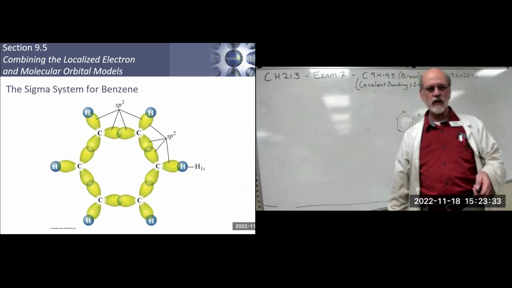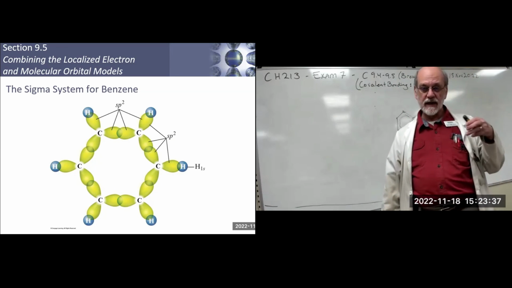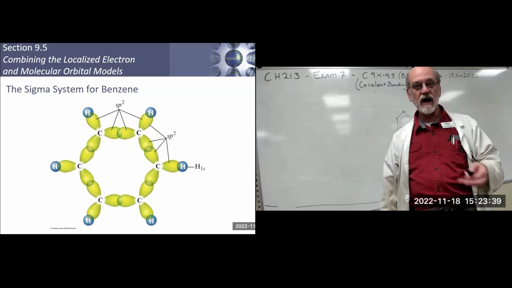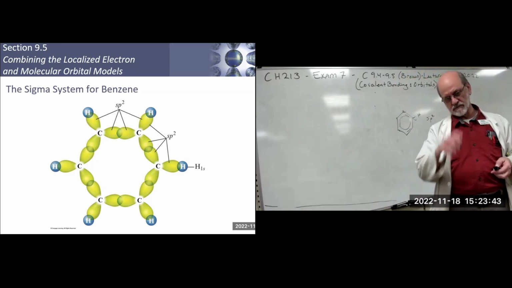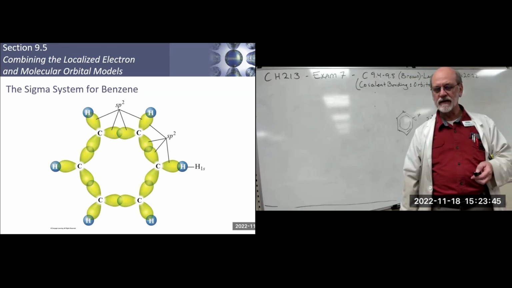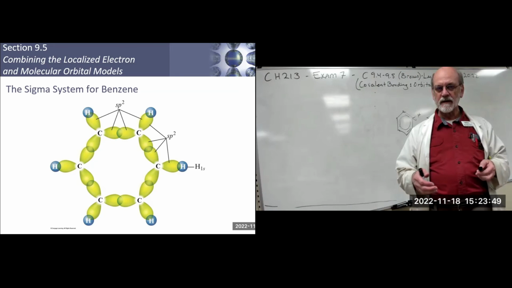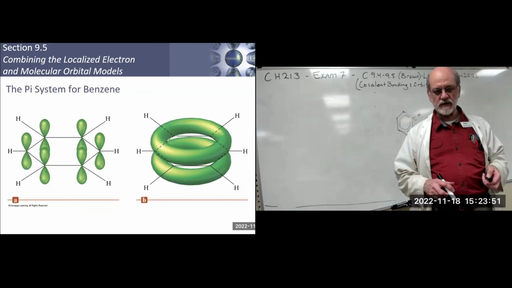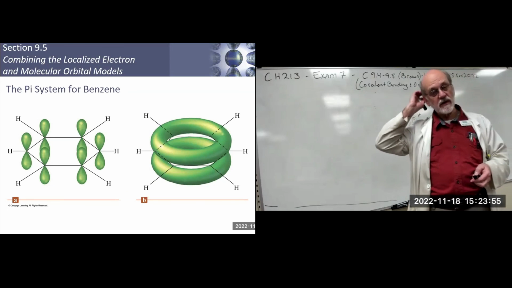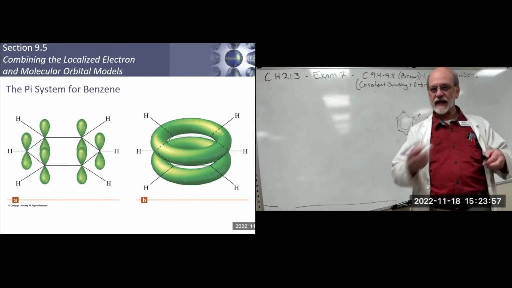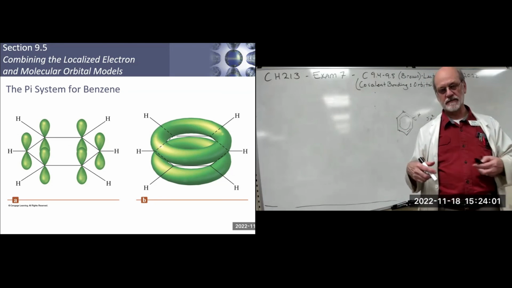And this is another way of looking at them, with our localized electron model, with hybridization as a modifier. So there's your 6-carbon ring and the sp2 hybridization. And then I think the next one, yes, shows that those unused p orbitals then enter into a pi system.